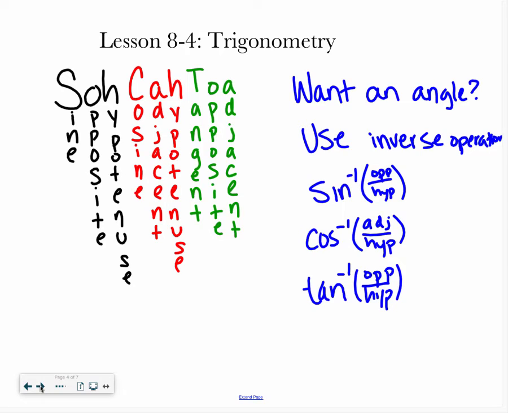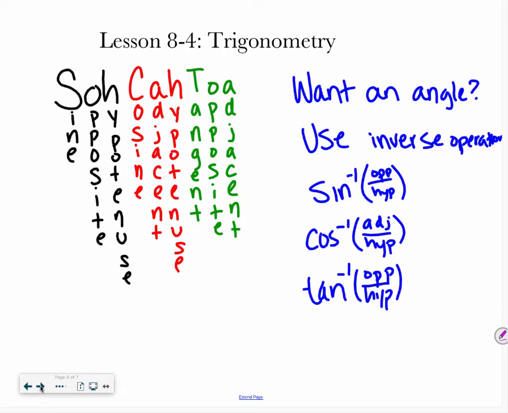Lesson 8.4 is all about trigonometry. A lot of you have this down pretty well because of the lovely SOHCAHTOA song. So remember, sine is the opposite over hypotenuse, cosine is adjacent over hypotenuse, and tangent is opposite over adjacent. If you want an angle, this is the place where a lot of you get confused. You're going to use the inverse operation.